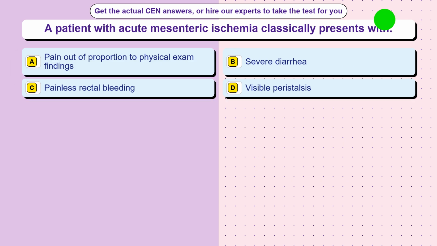Question 90. A patient with acute mesenteric ischemia classically presents with: Option A, pain out of proportion to physical exam findings. Option B, severe diarrhea. Option C, painless rectal bleeding. Option D, visible peristalsis.